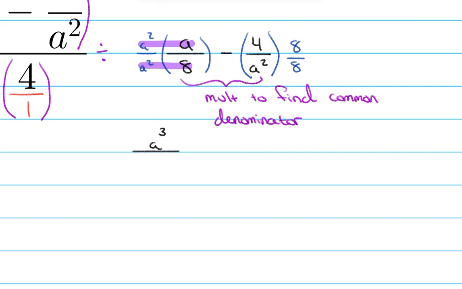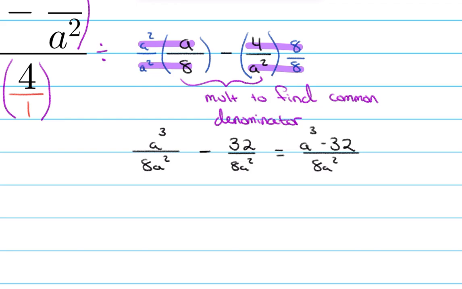8a squared minus, multiply 4 times 8, that gives me 32. Multiply a squared times 8, I still get 8a squared. Keep simplifying. Now I'm going to make it all one fraction. Since our denominator is the same, I can add or subtract depending on what the sign is. This sign is subtraction. So then I'm going to get a cubed minus 32. I cannot simplify a cubed minus 32, so this has become my new numerator.